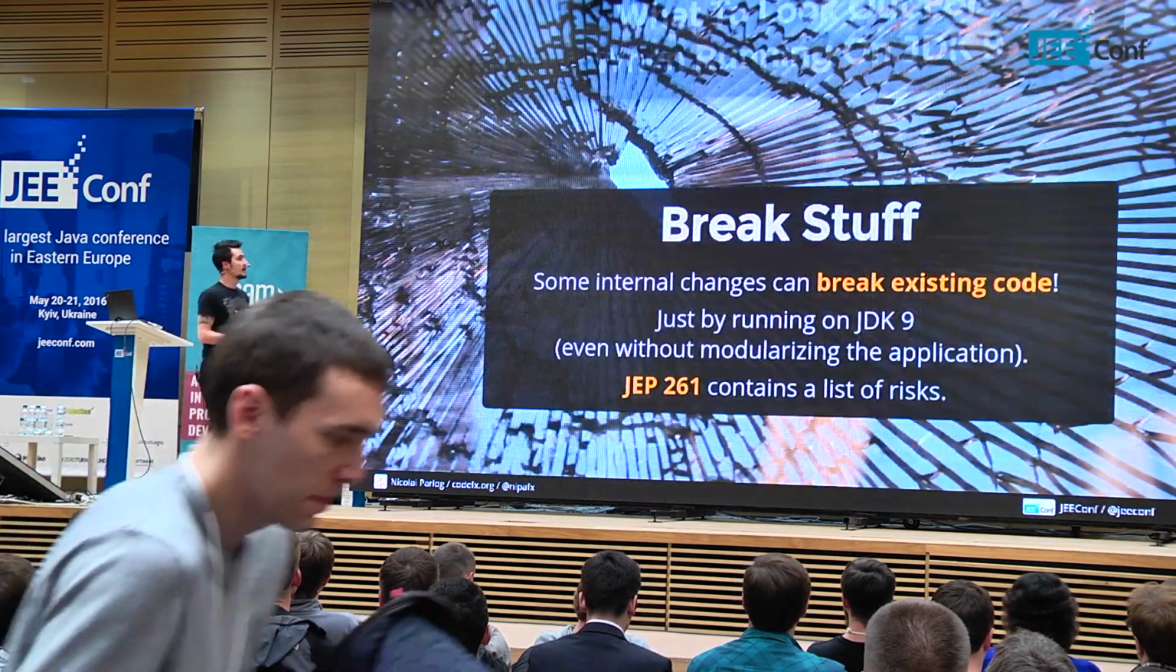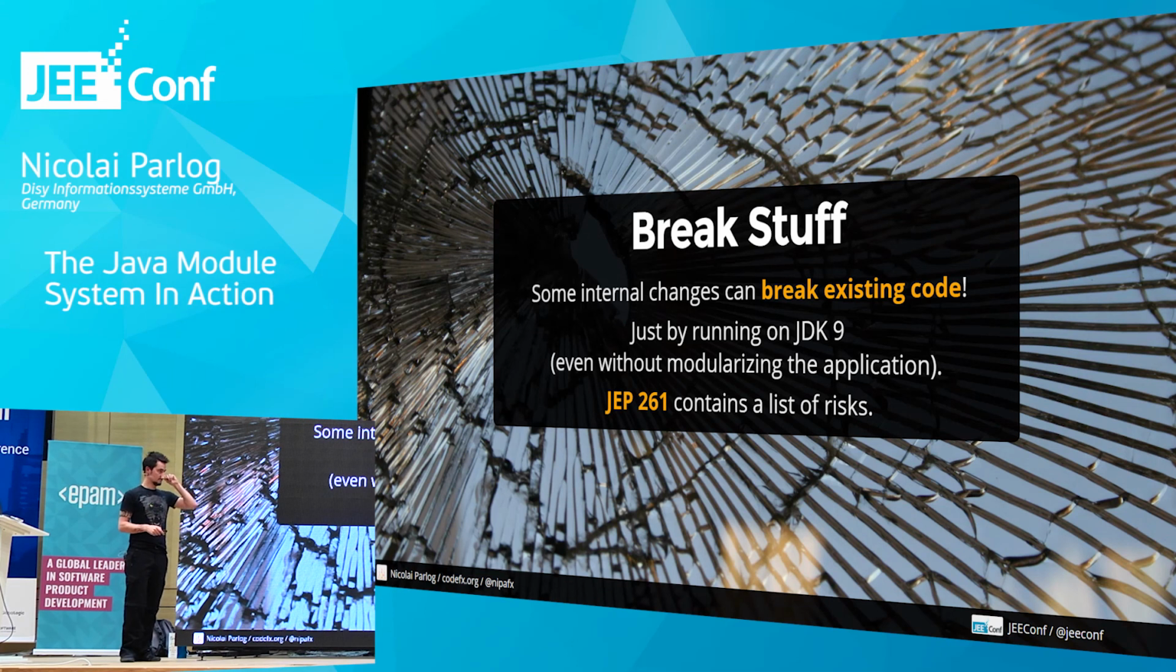Okay, great. Things can go wrong, and existing code might break, and this is true regardless of whether you modularize your application or not. I said that you do everything as today. You just put all your stuff on the class path and it just works. That is only true if you do none of the stuff that we'll be talking about very soon. There's JEP 261, and it contains a list of risks at the bottom. If you're interested in this, you should really check it out. It will be more than I can tell you right now.